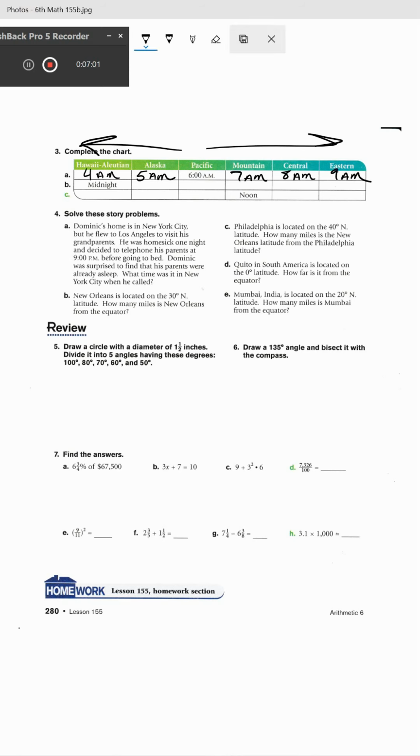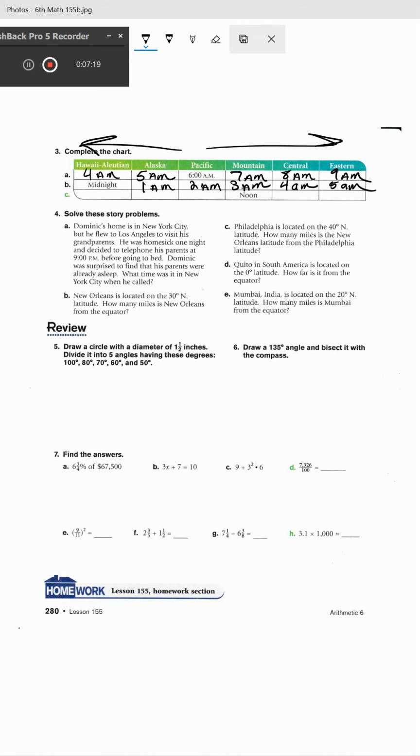If it's midnight in Hawaii, it would be 1 a.m. in Alaska, 2 a.m. in California, 3 a.m. where my daughter lives, 4 a.m. in Chicago, and 5 a.m. here.